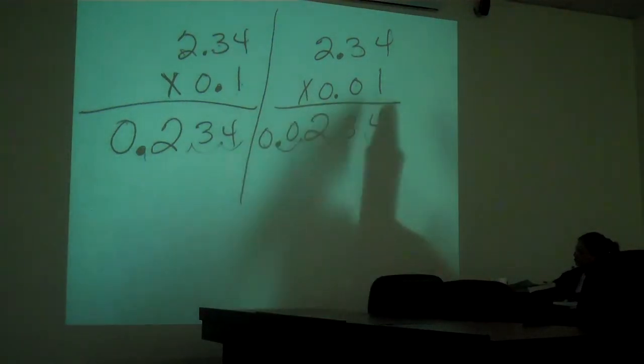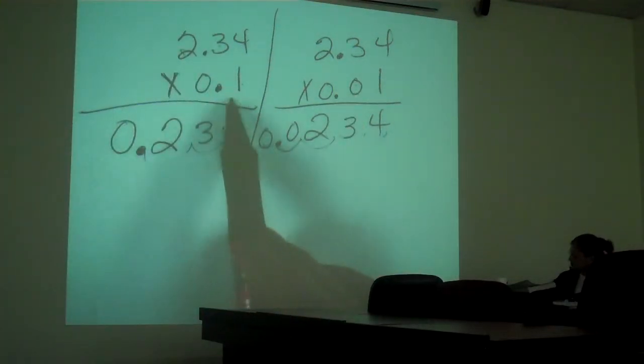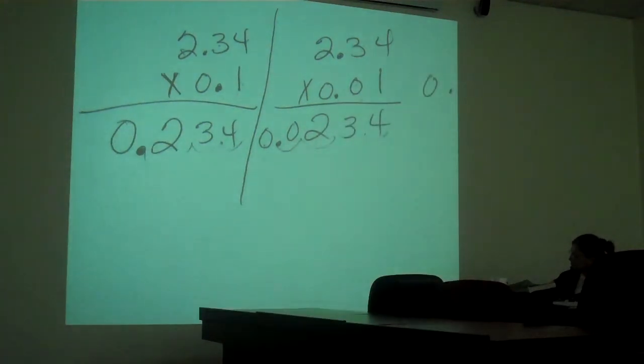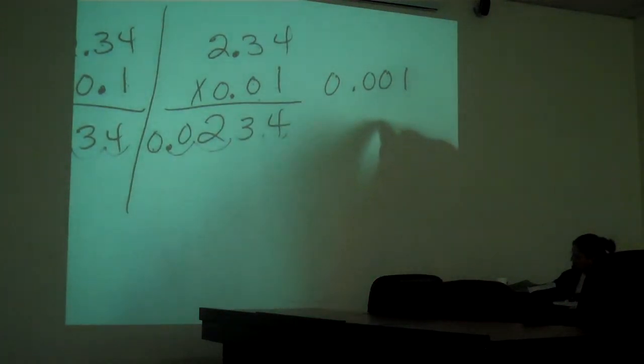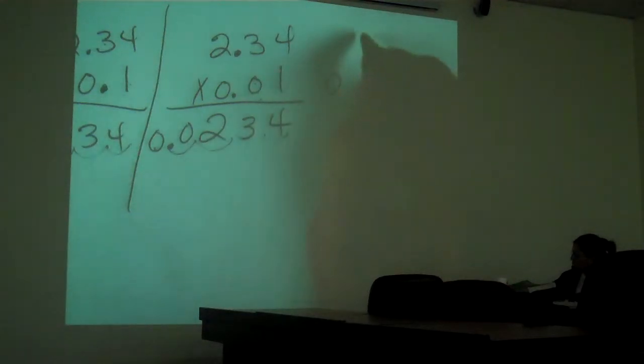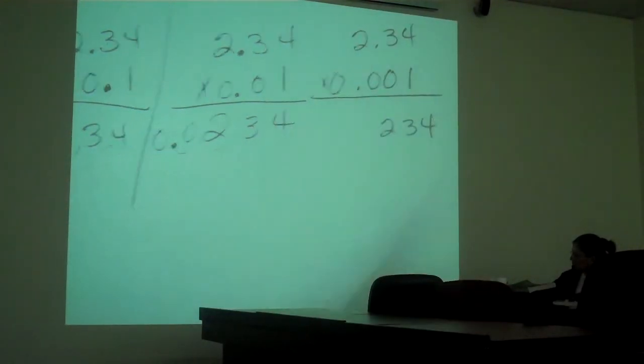Okay, if you have a 0.1, 0.01, 0.001, can we guess what the next answer is going to be? You're going to have a 2, 3, 4. If you have the same thing times 0.001.